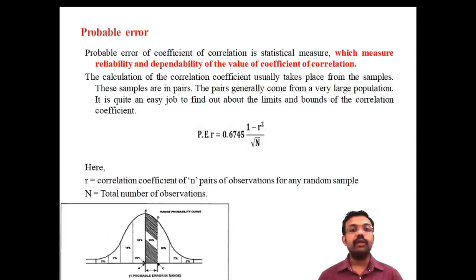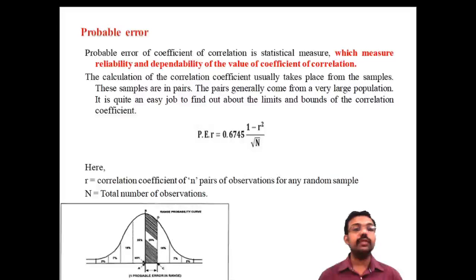The probable error of the coefficient of correlation is a statistical measure which measures the reliability and dependability of the value of the coefficient of correlation, and is related with the sample. The calculation of the correlation coefficient usually takes place from a sample. The samples are in pairs, and the pairs generally come from a very large population. It's quite an easy job to find out the limit and bound of the correlation coefficient. അപ്പോൾ അത് വെച്ചുകൊണ്ട് ആ സാമ്പിൾസിന്റെ കോഎഫിഷ്യന്റ് ഓഫ് കോറിലേഷൻ കണ്ടുപിടിക്കാൻ സാധിക്കും.